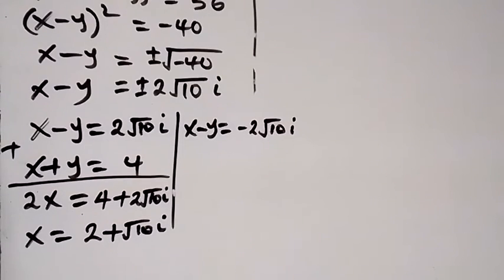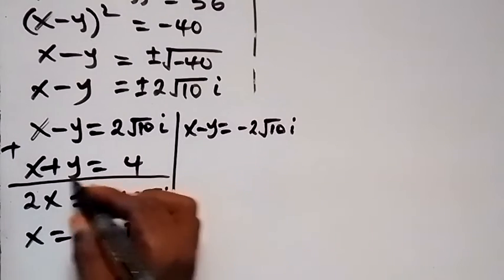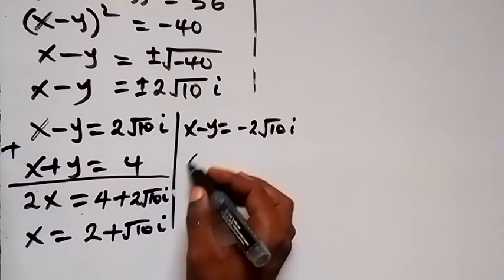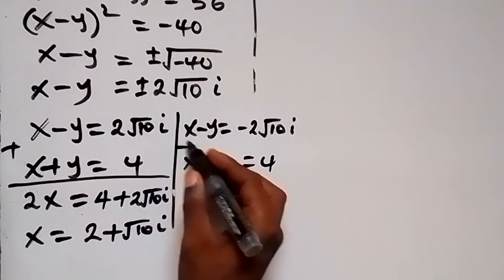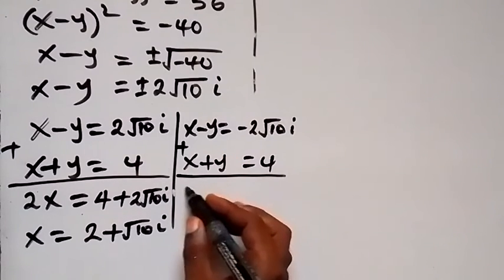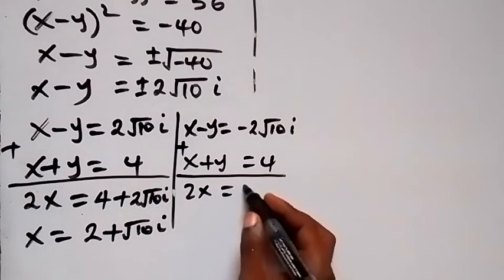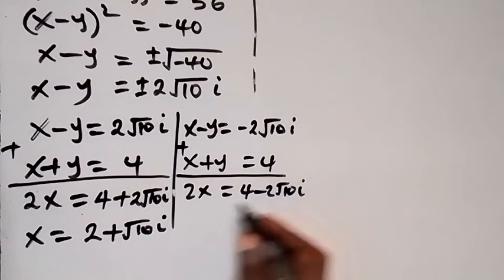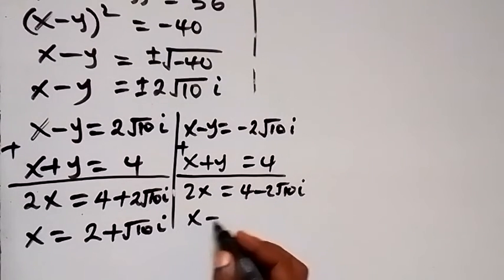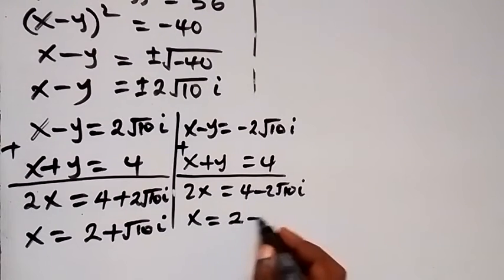And similarly on this side, we bring x plus y here, which is equal to 4. And also when we add, we get 2x equals 4 minus 2 root 10i. Then when we divide through by 2, x here will be equal to 2 minus root 10i.